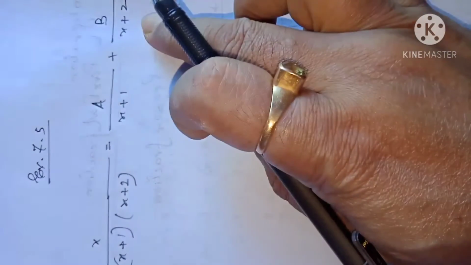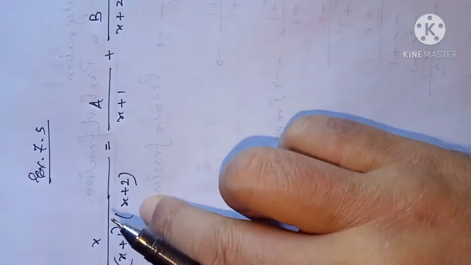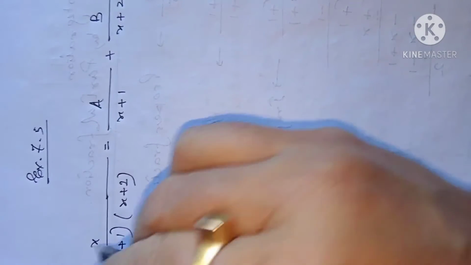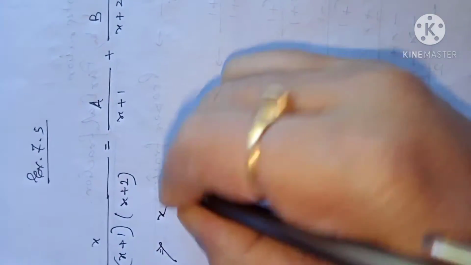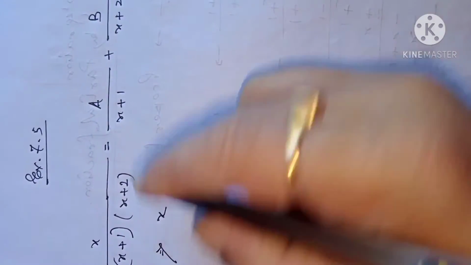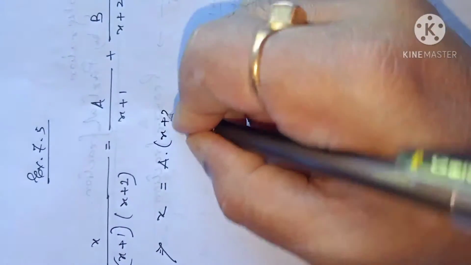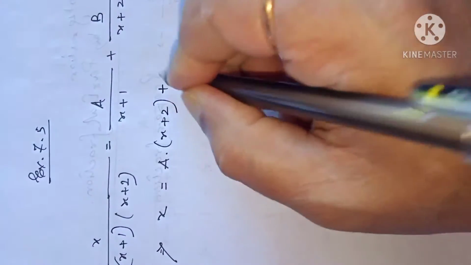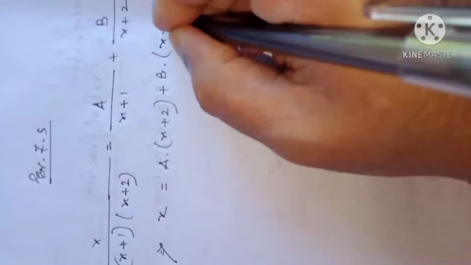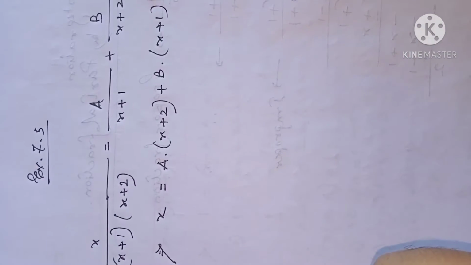Then the whole equation you multiply by the left hand side denominator, x plus 1 and x plus 2, you multiply both. Then this whole thing will be x, and on the other side A into (x plus 1) you cancel with x plus 1, then it will be x plus 2, plus B into (x plus 2) cancel with x plus 2, then here will be x plus 1. Good idea?